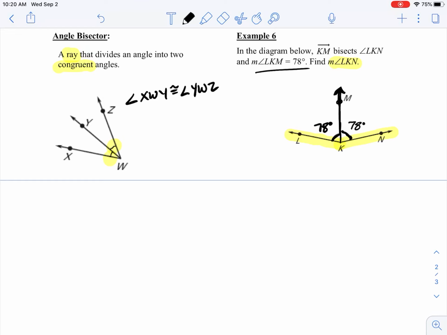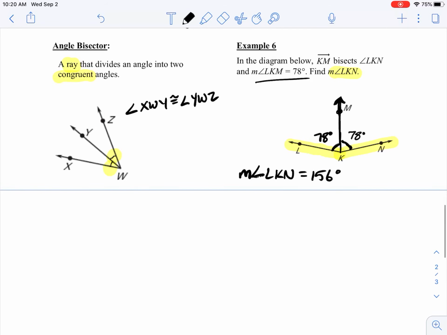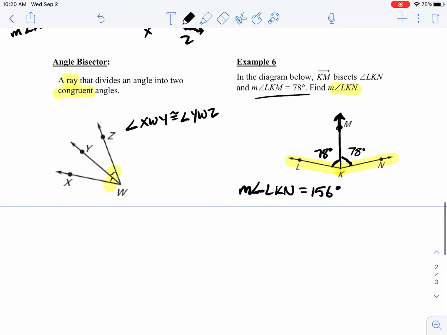So for 78 plus 78, I'm just checking with the calculator to make sure I do not make any mistakes, and I've got the measure of LKN equaling 156 degrees. All right. So a little bit of a longer video there, but that is the final answer and the final example for us.